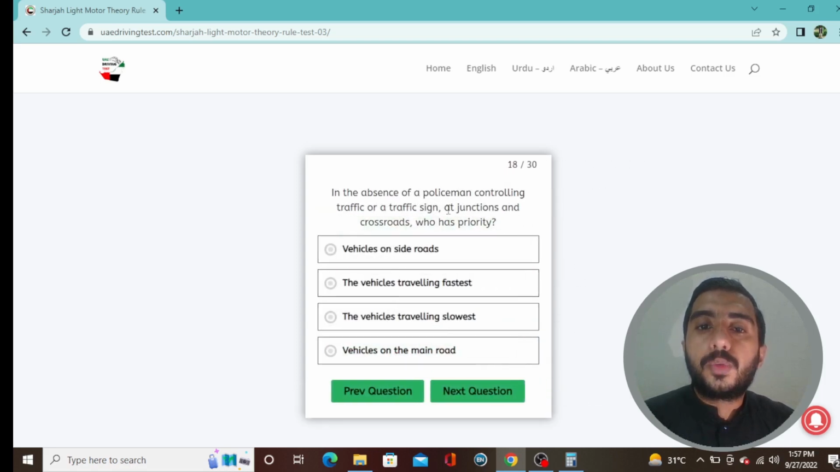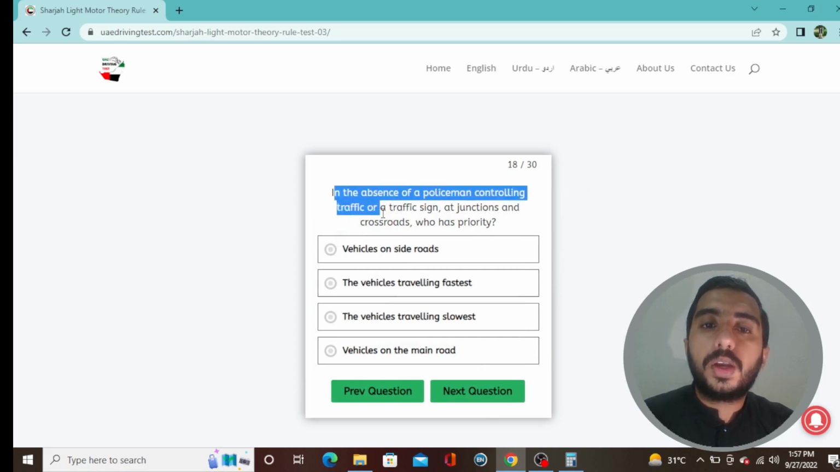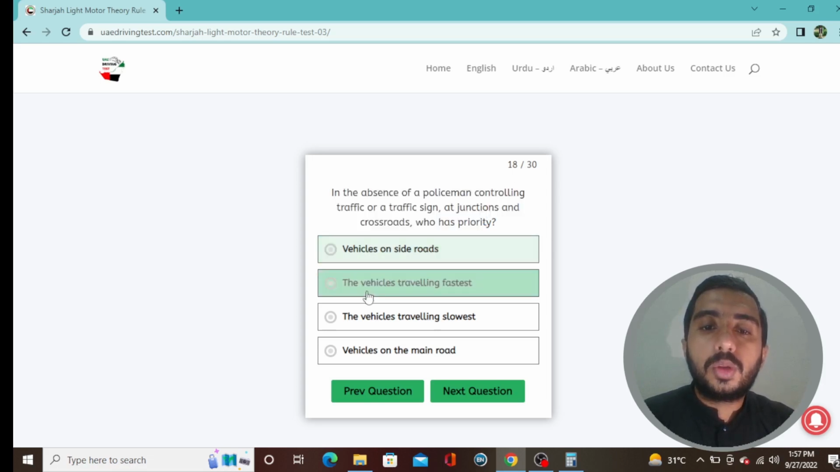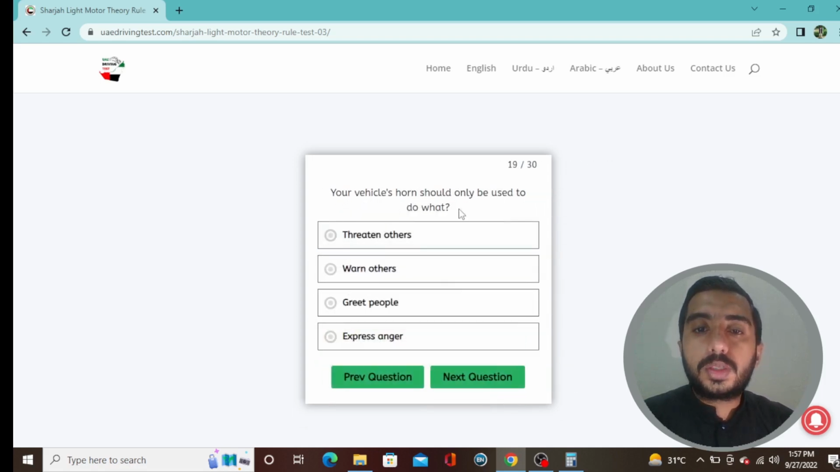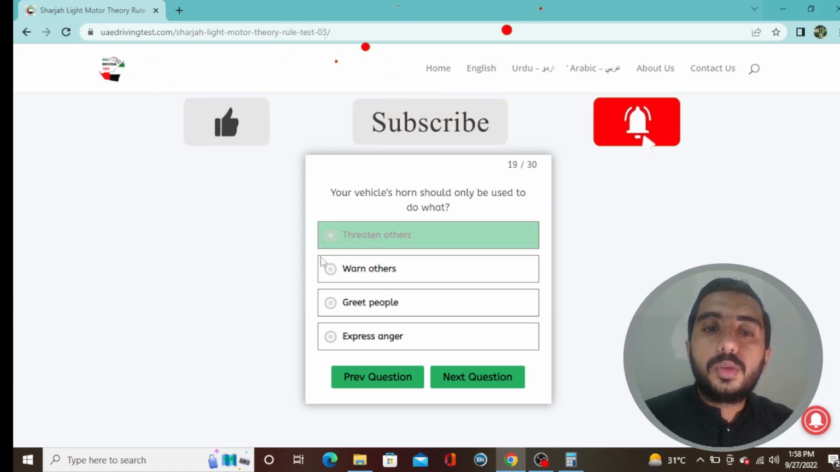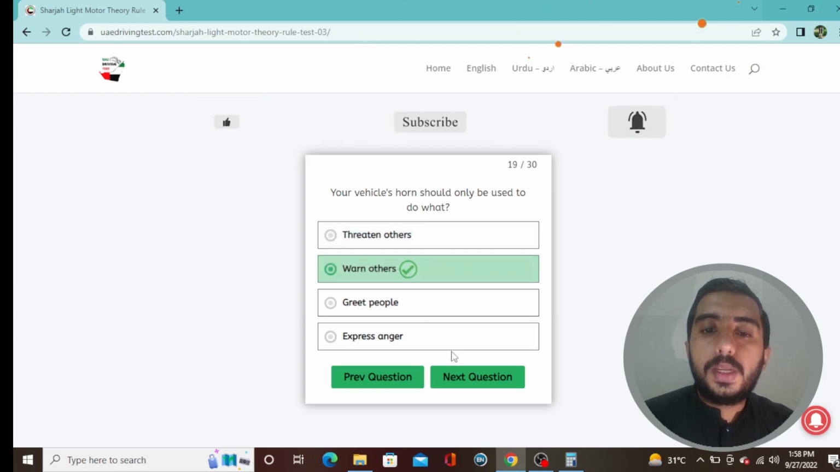Next question. Question number 18 is, in the absence of policemen controlling traffic or a traffic sign at junctions and crossroads, who has priority? The priority will be given to the vehicle on the main road. Option D is the correct one. Next question. Question number 19 is, your vehicle horn should only be used to do what? It will only be used to warn others. Option B is the correct one.